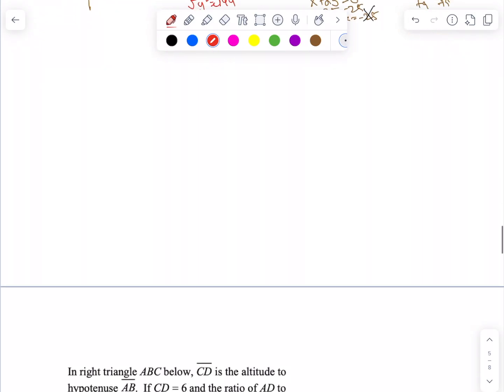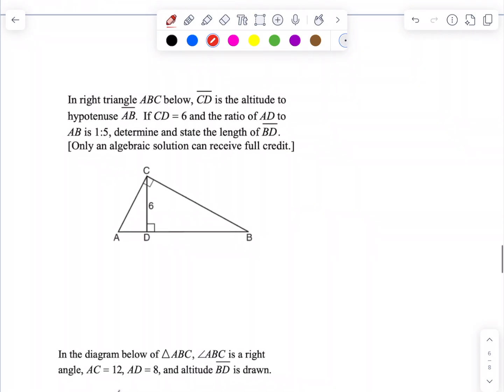Moving along. Over here, we have right triangle ABC, and CD is the altitude to hypotenuse AB. So CD forms right angles where it intersects AB. If CD is 6 and the ratio of AD to AB is 1 to 5, determine and state the length of BD. So whenever you have a ratio and you want to represent it algebraically, you can represent the 1 part as 1x, or just x, and the 5 part as 5x.